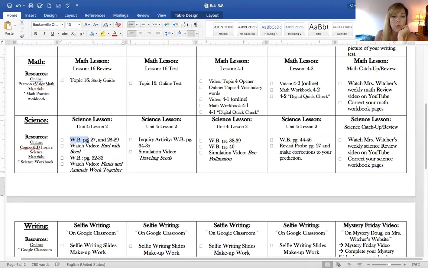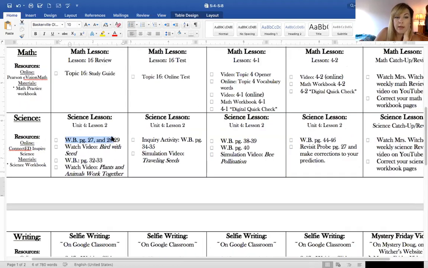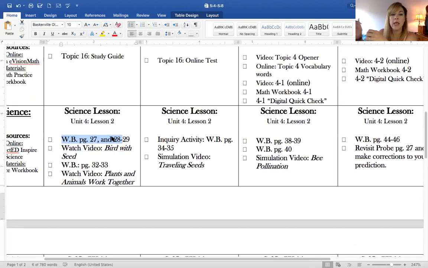All right, so Monday, workbook page 27, which is your probe page. And then you're also going to do page 28 and 29. You're going to log into the science website to watch Birds with Seed. Now, keep in mind, this is just that opener video. It's probably about 30 seconds long and there's no sound, so please don't freak out if there's no sound with it. Okay. You're also going to complete workbook pages 32 through 33.